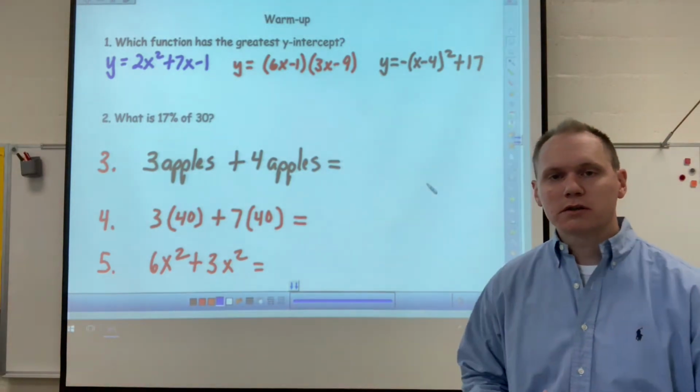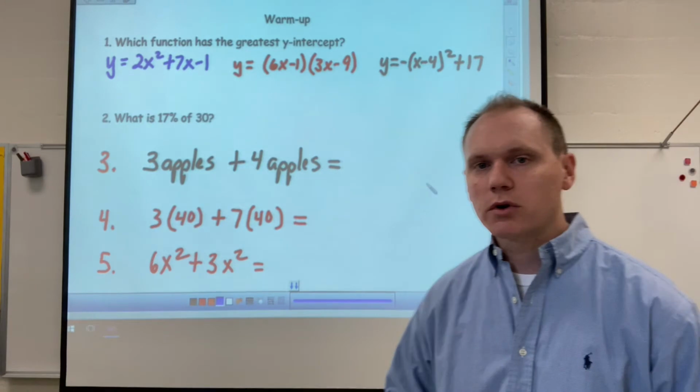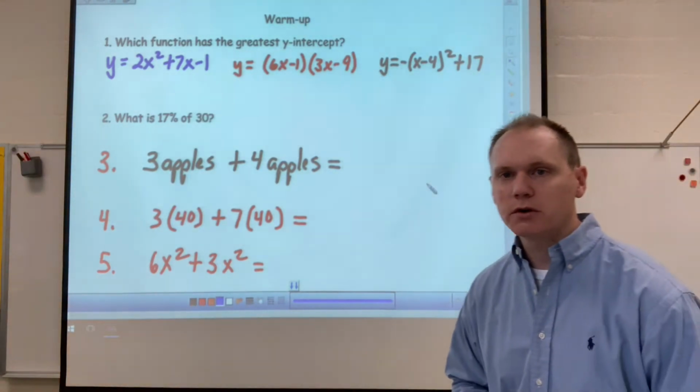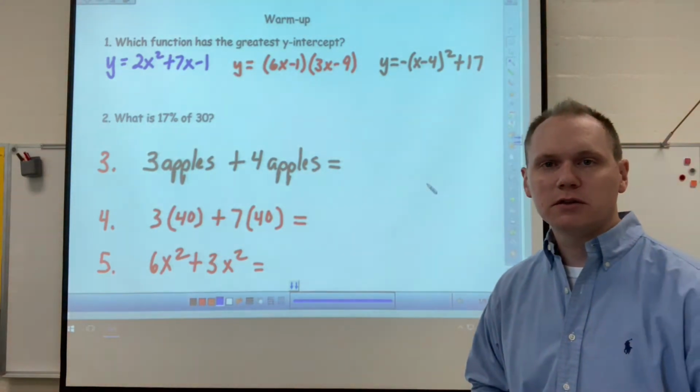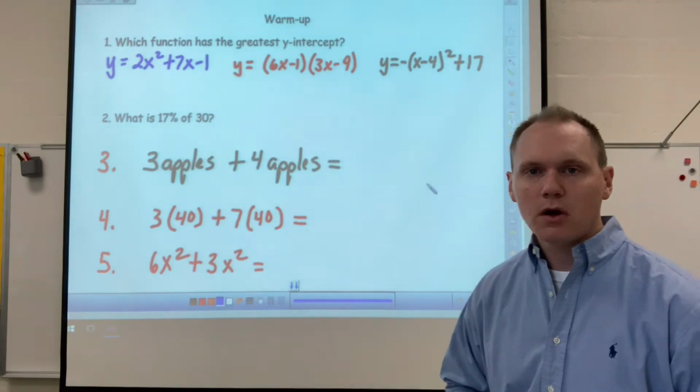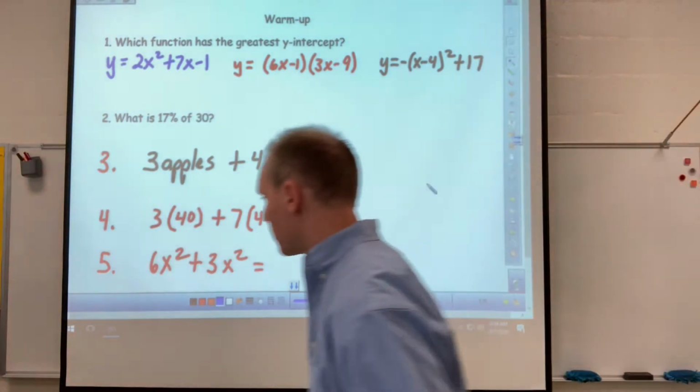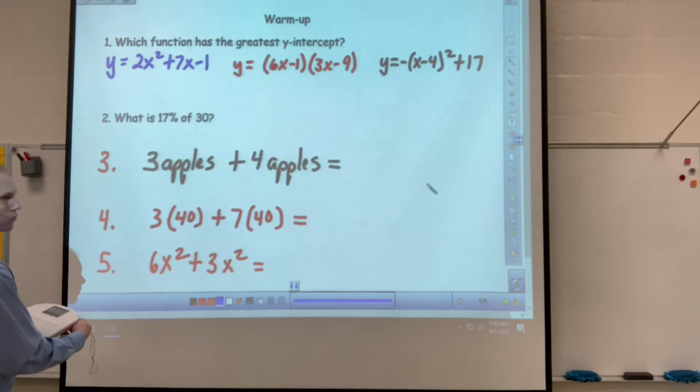Before we get into that activity, we're going to do these warm-up problems here, these 5. So take a second and see if you can do that. Okay, so let's go ahead and look at these. Number 1, which function has the greatest y-intercept?